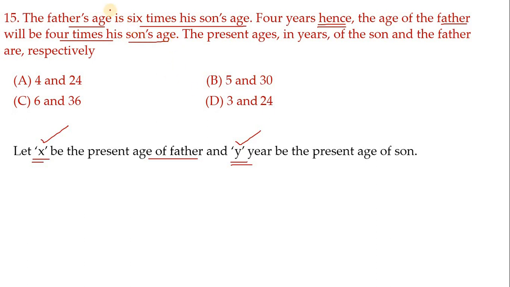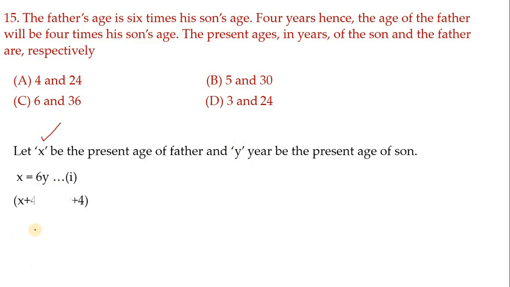Means 2 conditions are given. So this is the first condition. Father's age is 6 times his son's age. So for that condition, we can write the statement like this: x equals 6y. So father is equal to 6 times son's age. So second condition is what? 4 years later father's age. So father's present age, what we have taken? x. So 4 years later father's age will be x plus 4. So this x plus 4 is equal to 4 times son's age, that is 4 times (y plus 4).